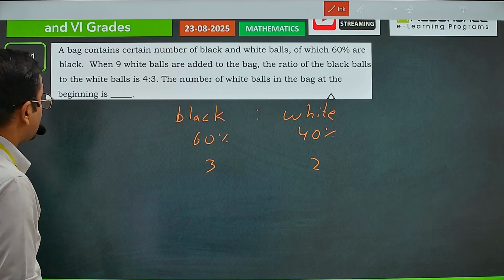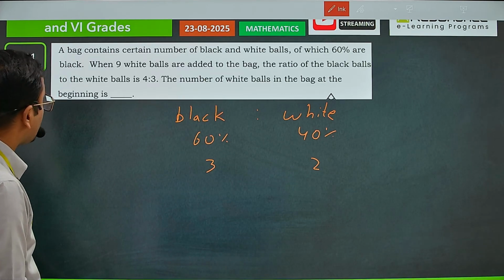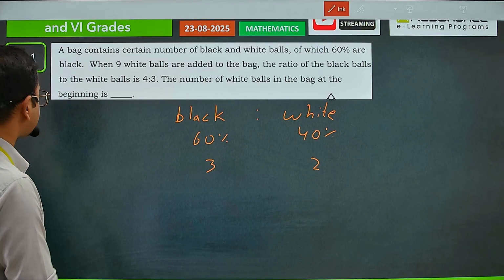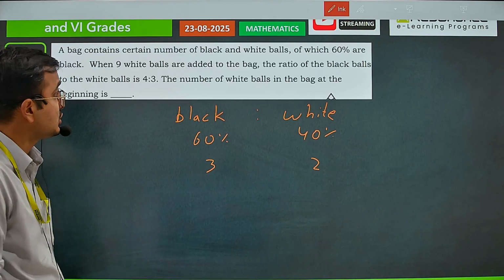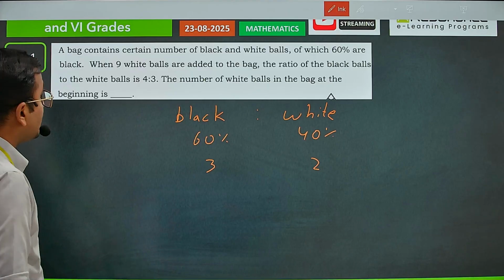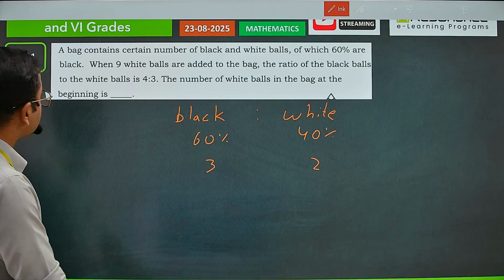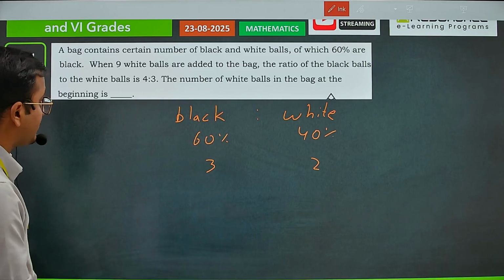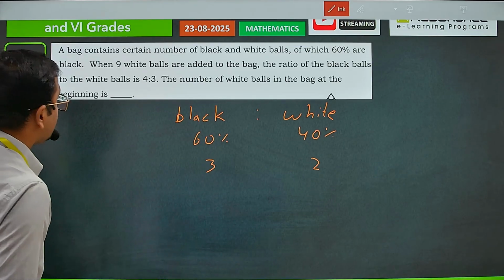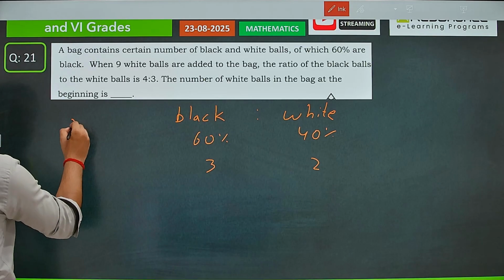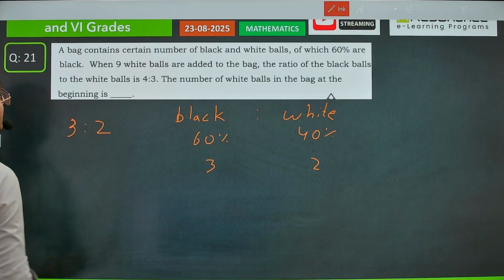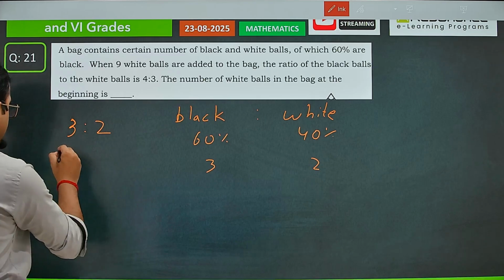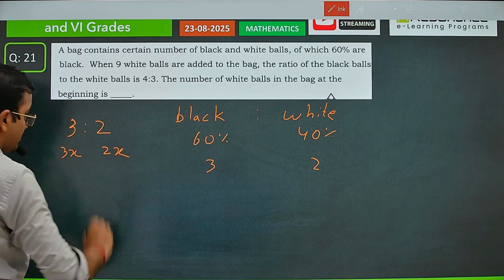Now, what are they saying? 9 balls are added to the given bag. The ratio changes to 4:5 of white to black. 60, 40, 20 stable, 2, 3. So in the beginning, they are in the ratio 3:2. Now what are they doing? 9 white balls are added. So I will consider this as 3x, this as 2x.